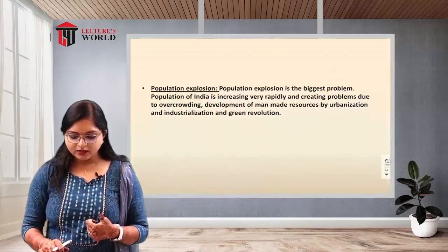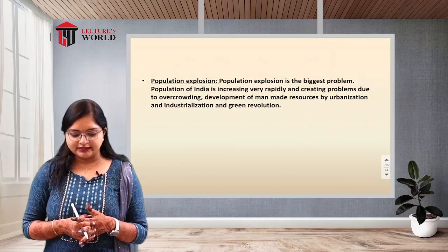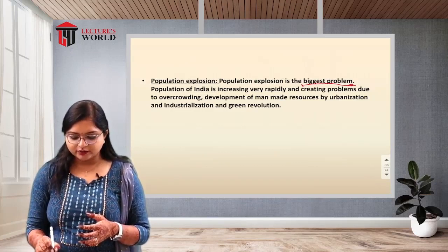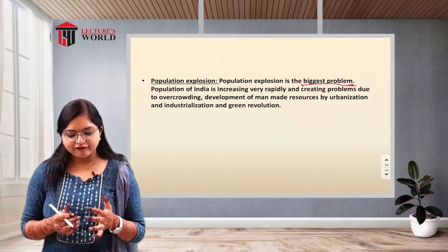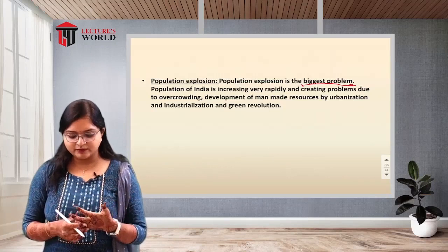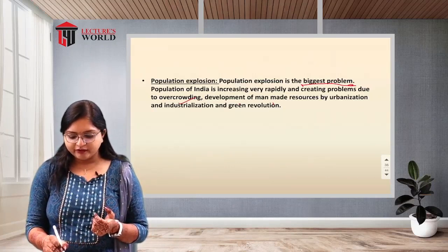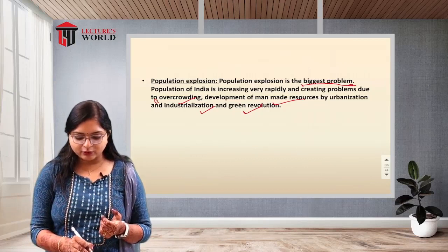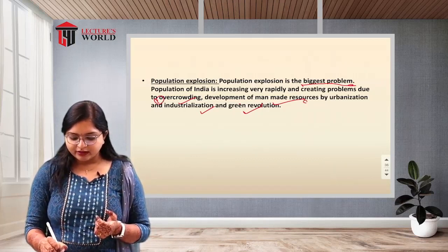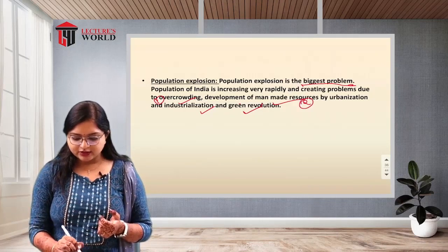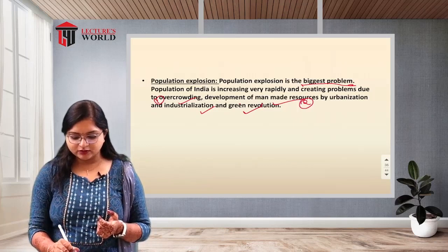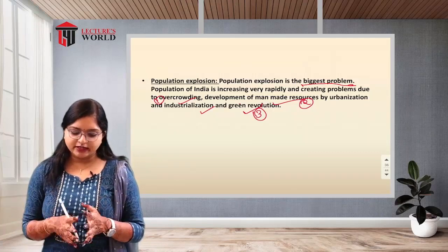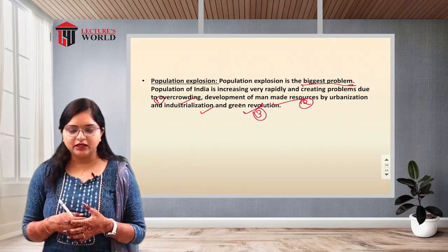environmental health. So the first factor which can affect the environmental health is population explosion. Population explosion is the biggest problem of the universe now, and the population of India is increasing very rapidly, and it is creating problems due to overcrowding, development of man-made resources by urbanization and industrialization, and the green revolution. So basically these problems are there: overcrowding, development of man-made resources, which includes industrialization and urbanization, and the third one is the green revolution. That is why population explosion is a factor which can affect the environmental health.